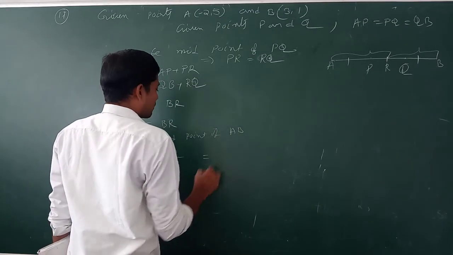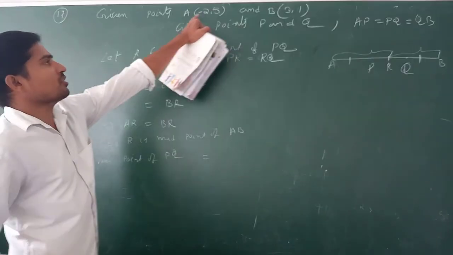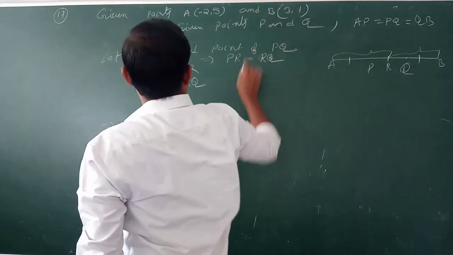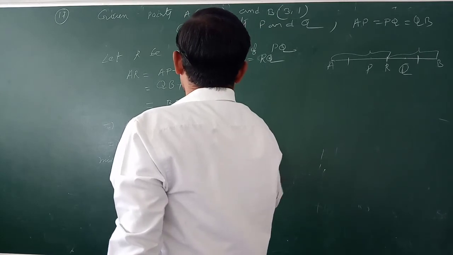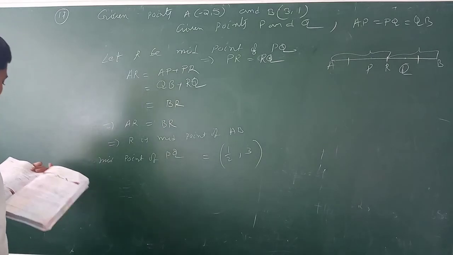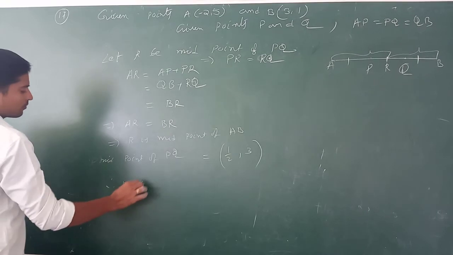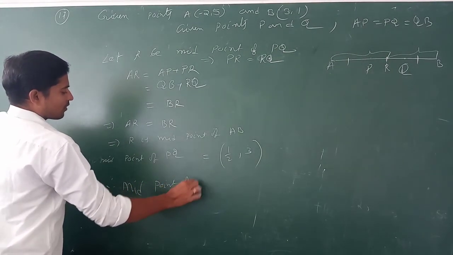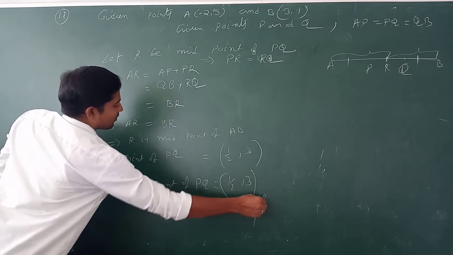Midpoint of PQ equals midpoint of AB. So the midpoint is x1 plus x2 by 2 and y1 plus y2 by 2, which is 1 by 2 comma 6 by 2, equal to 3. Therefore the midpoint of PQ is 1 by 2 comma 3.